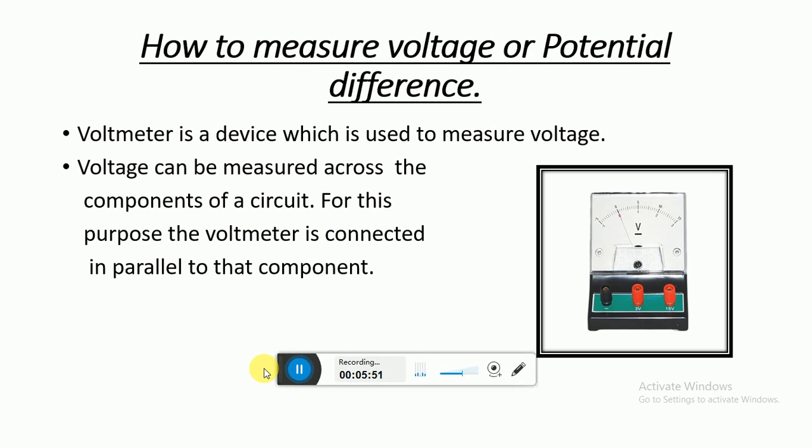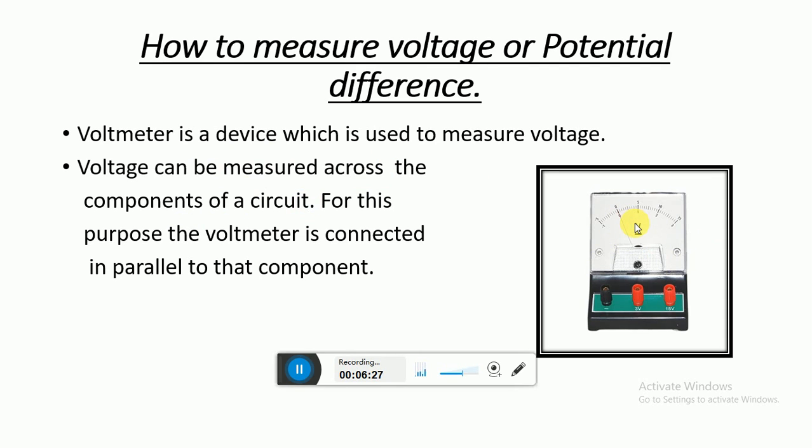Now the next thing, and which is the basic question: how do we measure the voltage, or its other name, a potential difference? A voltmeter is a device which is used to measure voltage, and voltage can be measured across the components of the circuit. In the next slide we will discuss this sentence, that the voltage can be measured across the component of the circuit.